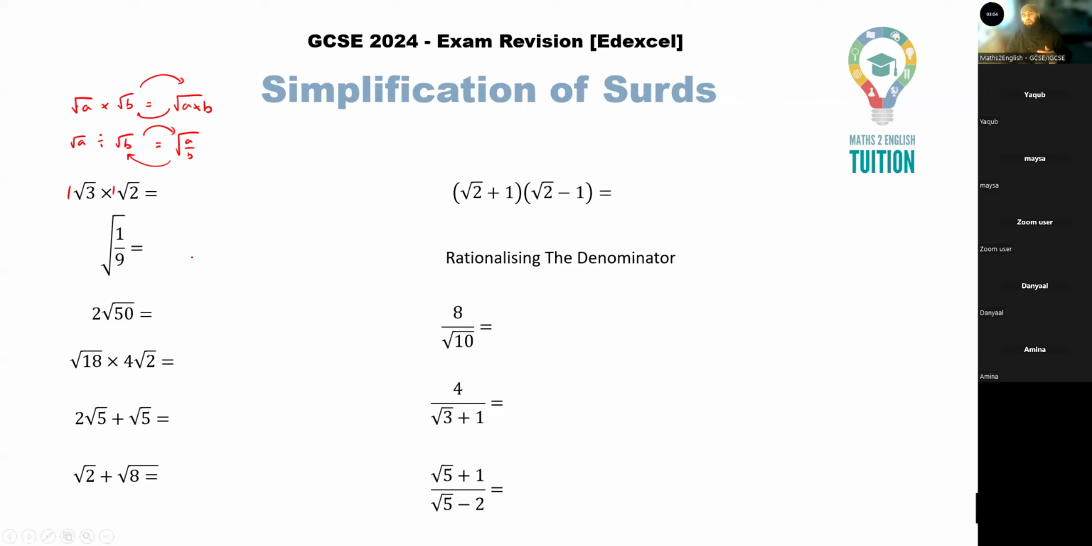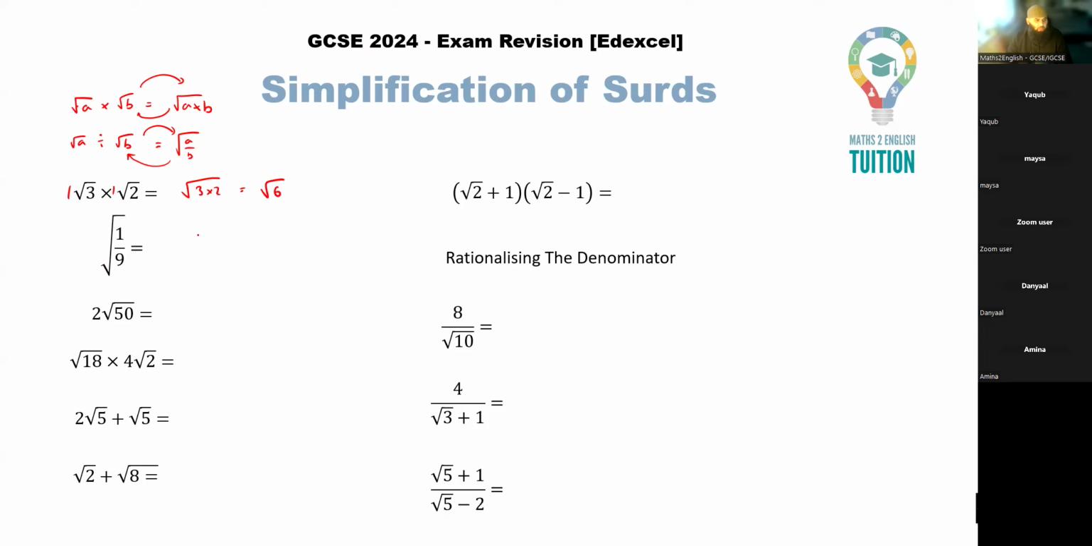Square roots or root numbers are surds. Surds are irrational numbers, numbers that go on for infinity. They don't make sense, so we can't multiply an integer or a rational number with an irrational number. They don't go together. When we multiply these two, all we're going to do is square root of 3 times 2. That's going to give me square root of 6.